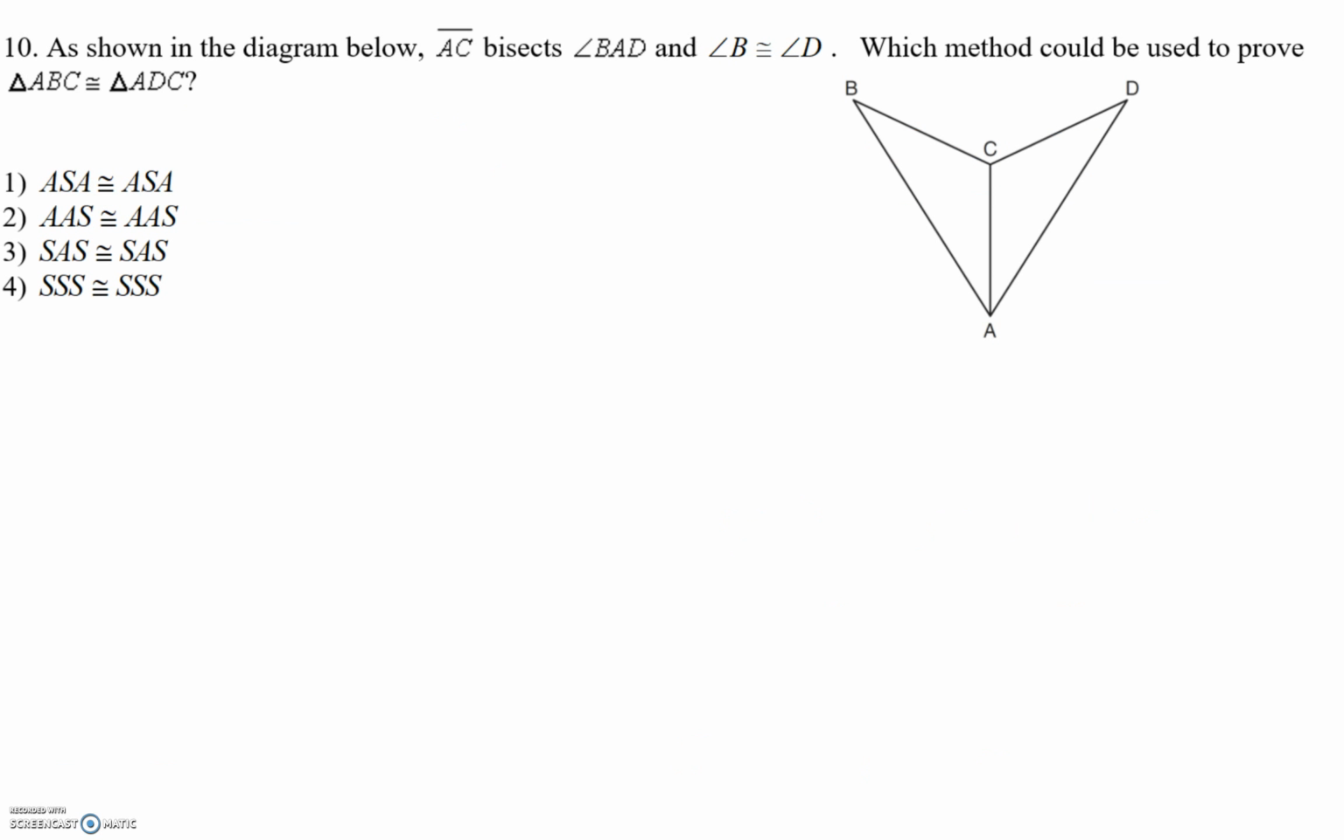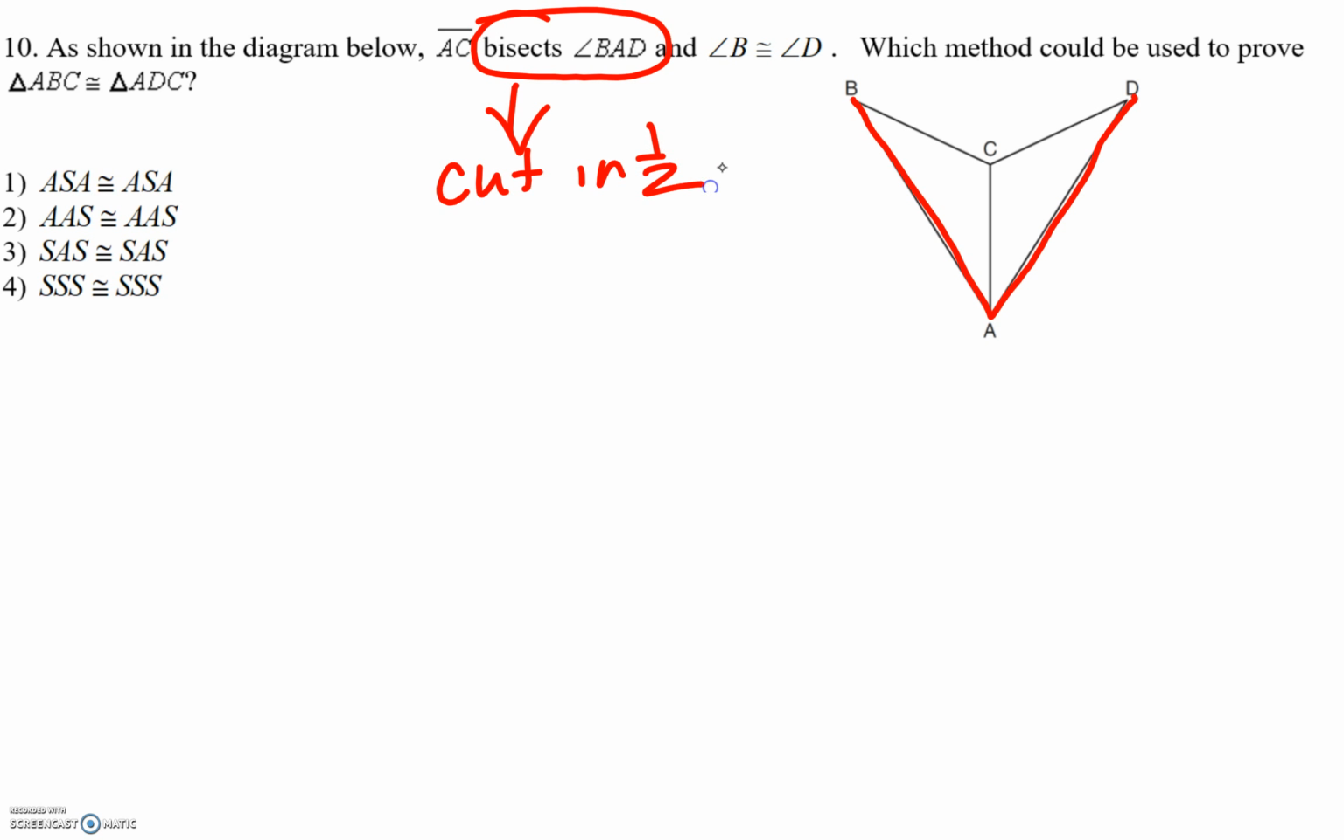And the last one that we're looking at in this video is number 10. So as shown in the diagram below, AC bisects angle BAD. So let's mark that up. Angle BAD is getting bisected. And when we see that word bisect, we think cut in half. So we're going to mark up our picture that angle BAC is congruent to angle CAD.